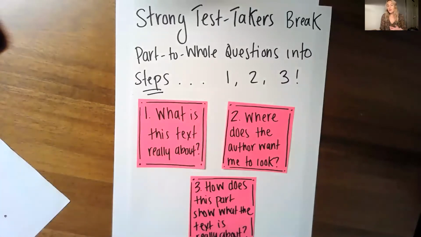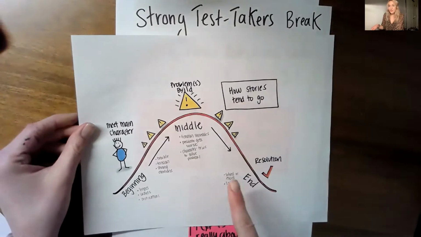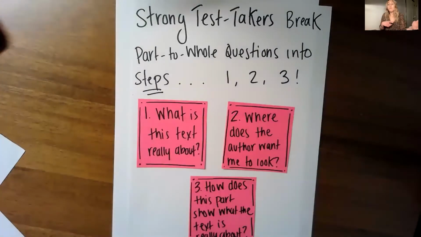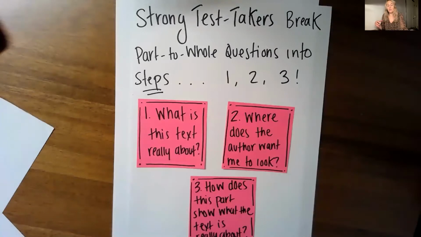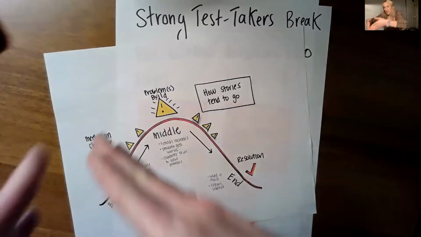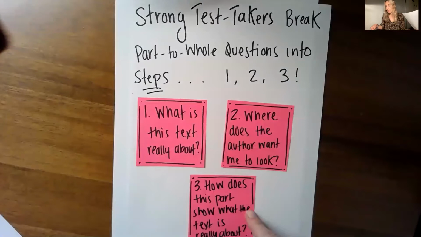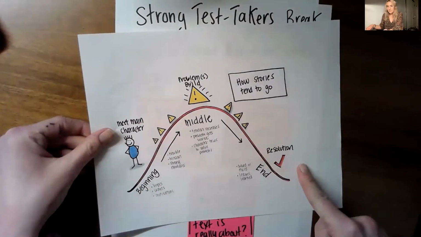Step one, think, what is this text really about? So that means that before you try to figure out the part that the question might be asking, you're thinking actually about the whole story. Second, you think about the part the author wants you to look at. So you're thinking first, big picture, and then you're going to zoom in on that particular part. And then the third step is to think how the part shows or develops the whole thing.